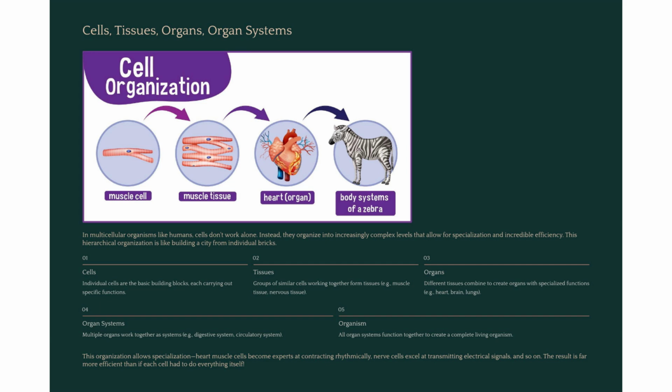In larger, multicellular organisms, cells don't just float around randomly. They organize themselves in a hierarchy to increase efficiency. Specialized cells group together to form tissues, like muscle or nerve tissue. Different tissues then combine to make an organ, like your heart or stomach. And finally, organs work together in organ systems, like the digestive or circulatory system, to make a complete, functioning organism.